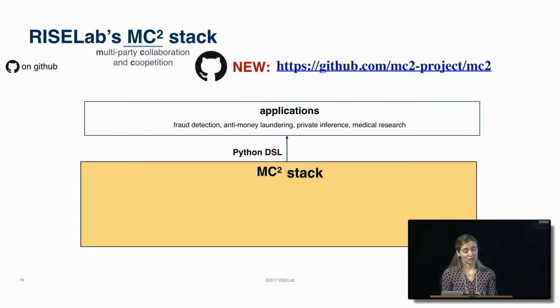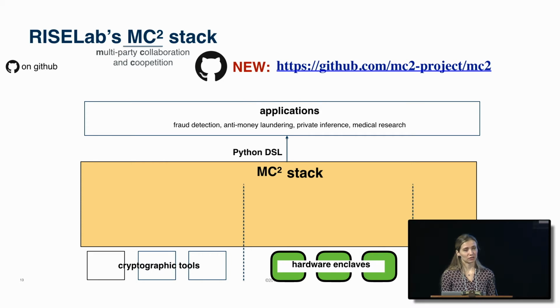Now, inside MC², we have different types of projects, some that work on top of cryptographic tools, others that work on top of hardware enclaves, or others that are just federated learning, so they don't need any special crypto or hardware enclaves. And the idea is that a developer can simply set a bit, whether they want to do the computation with cryptography, with hardware enclaves, or just federated.